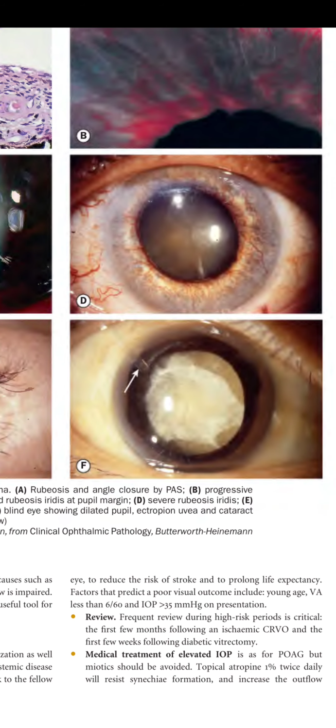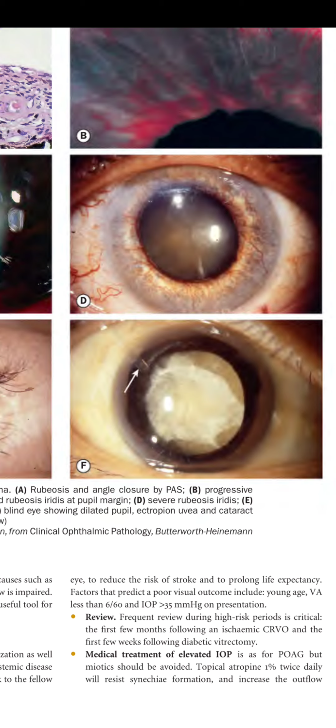Factors that predict a poor visual outcome include young age, visual acuity less than 6/60, and IOP greater than 35 millimeters of mercury on presentation. So these are the poor prognostic factors: young age, visual acuity less than 6/60, and IOP greater than 35 millimeters of mercury. Review. Frequent review during the high risk period is critical.